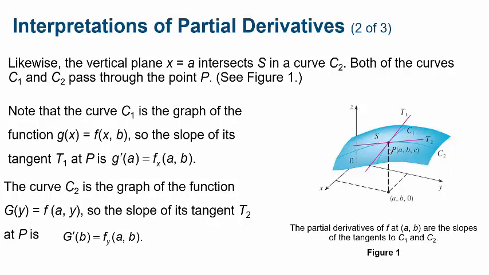Note that C1 is the graph of the function f of x comma b. So the slope of its tangent, which we'll call T1, at the point is its derivative. So it's our partial derivative with respect to x evaluated at that point. Same exact deal here. The curve C2 is the graph of the function, we'll call it g of y. So its slope here is just the derivative, the partial derivative of the function with respect to y, evaluated at that point a, b. That's it.